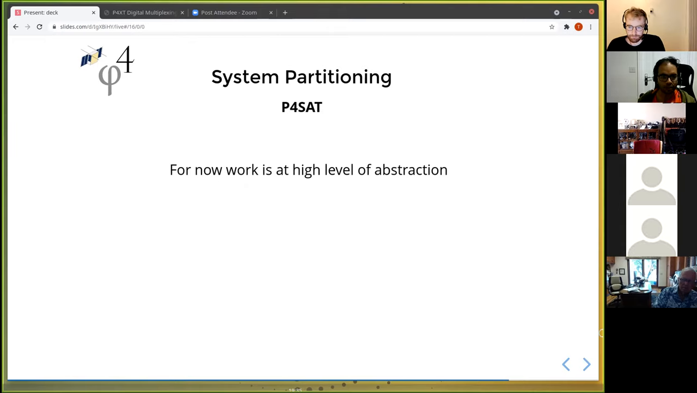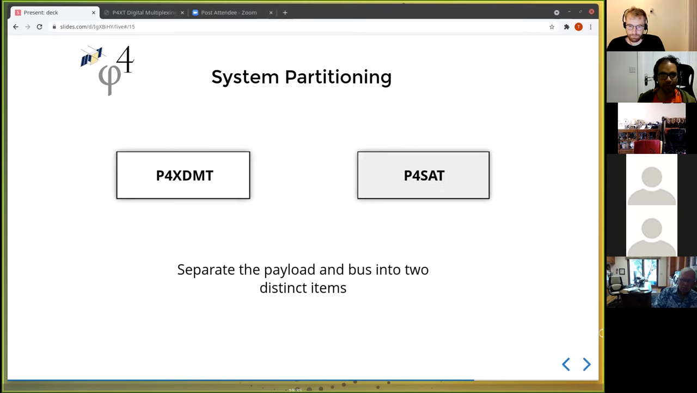Can I ask a question here? Yeah, of course. If you go back to the previous slide, this one here. What does this mean? Separate the payload and bus into two. You would say transferring from payload to bus. What does that mean? I'm not aware of this.